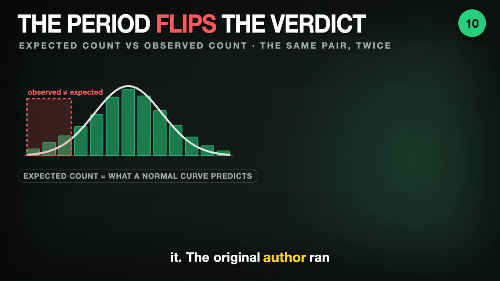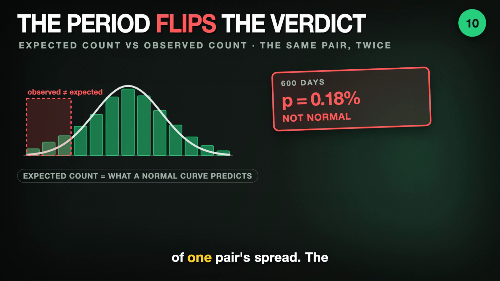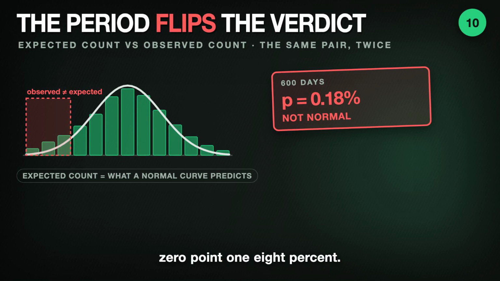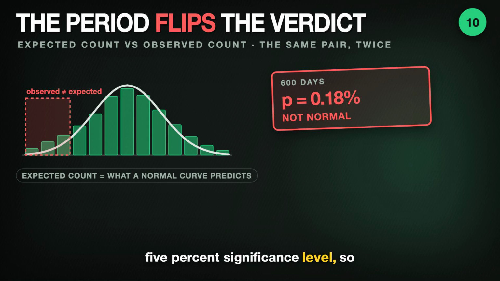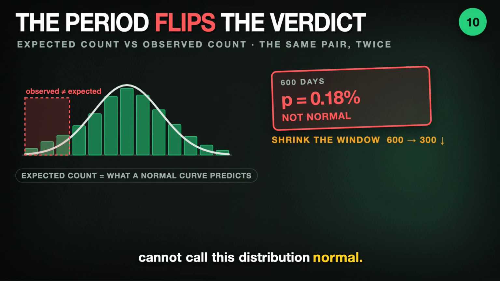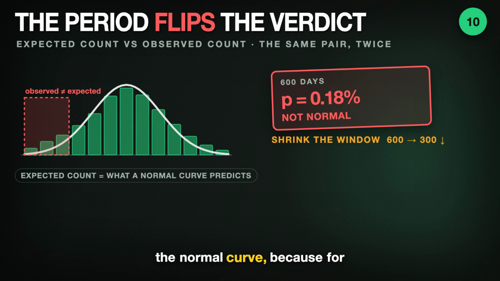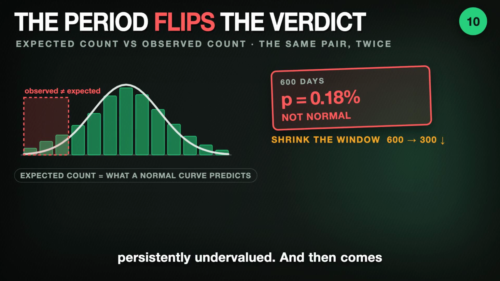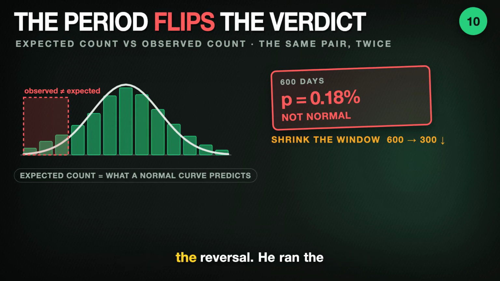The original author ran it on 600 days of one pair's spread. The result, a p-value of 0.18%. That is smaller than a 5% significance level, so the conclusion is that we cannot call this distribution normal. The left side of the histogram sat well away from the normal curve, because for one stretch of time one of the 2 names stayed persistently undervalued, and then comes the reversal.